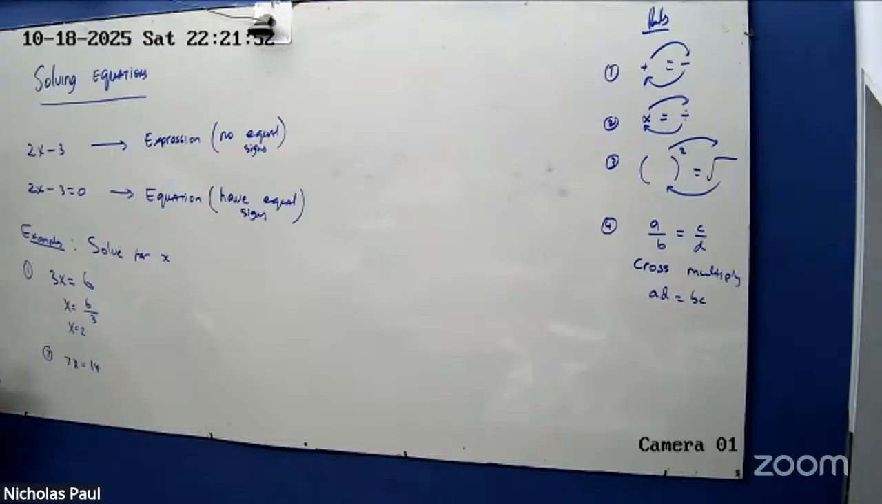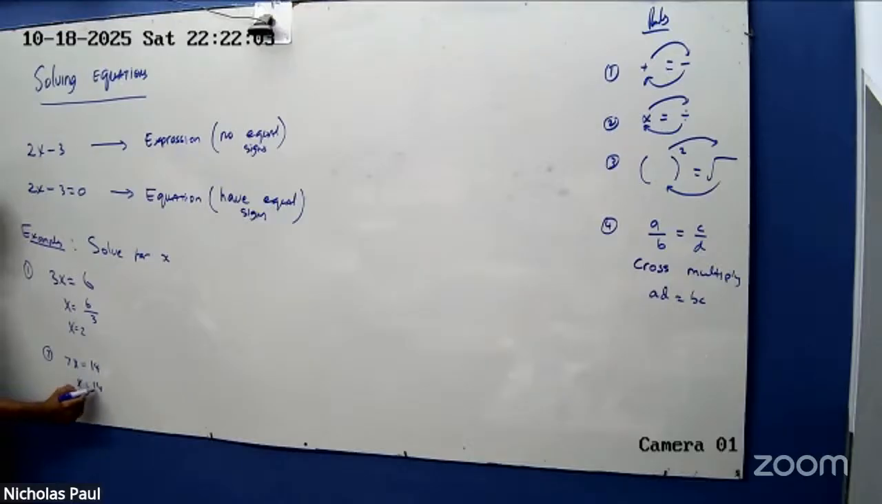Ready again? You're working it out. When you move the 7 across, it becomes what? It becomes 14. This is multiplied. When you move it across, it becomes divide. Yeah, 2. 14 divided by 7.